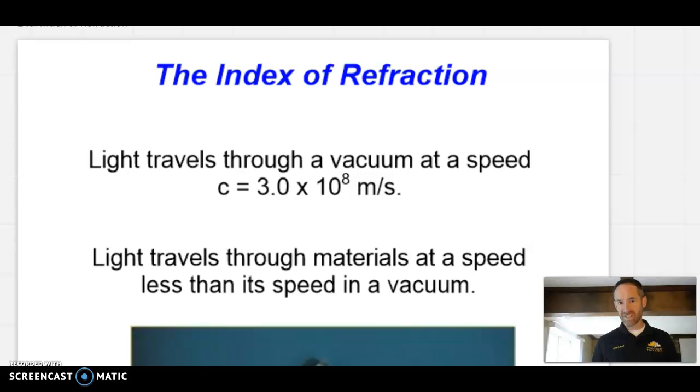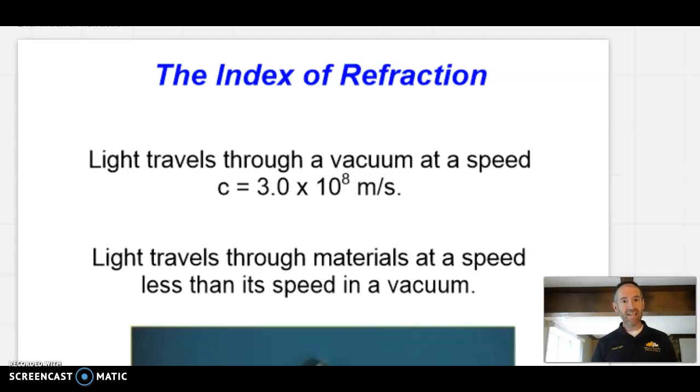Index of refraction is the idea that light travels at different speeds through different materials. Now, this seems wrong at first, right? You've heard the thing from Einstein, the second postulate of special relativity, that says that in inertial reference frames all observers measure the same speed of light. But that's not what this is talking about.